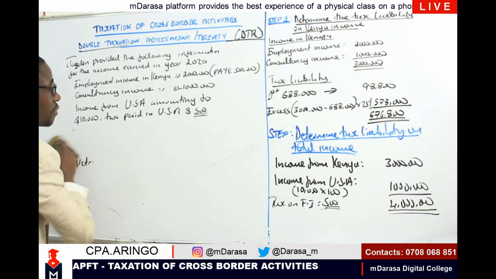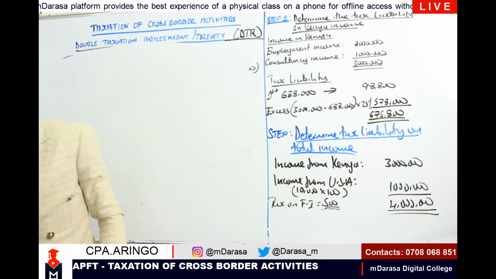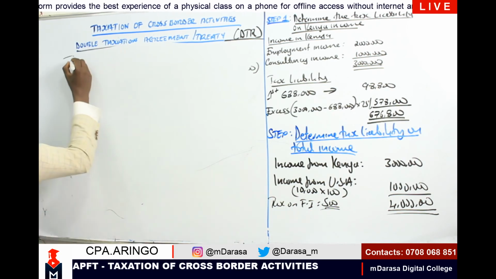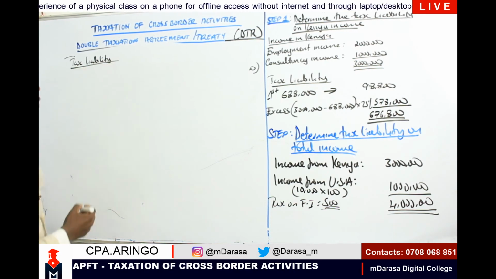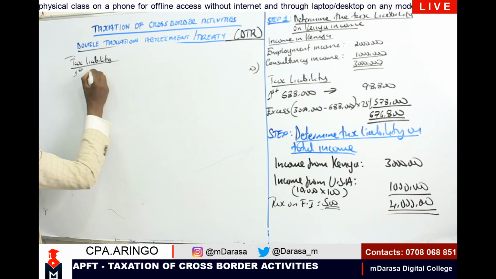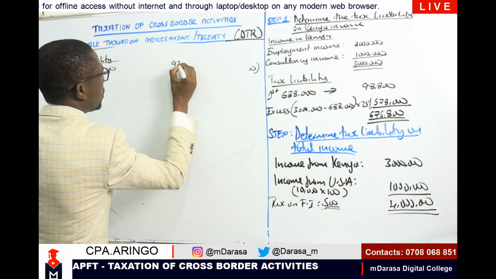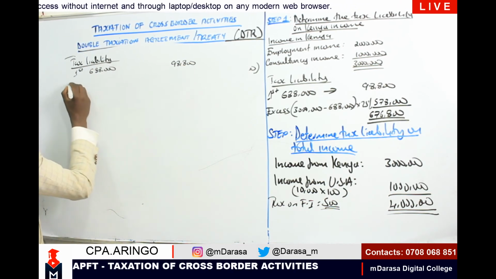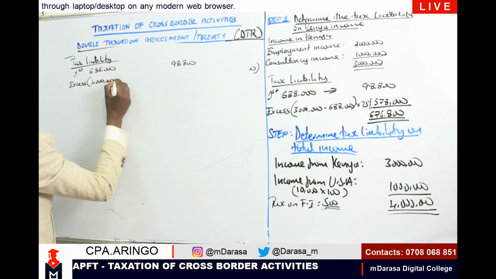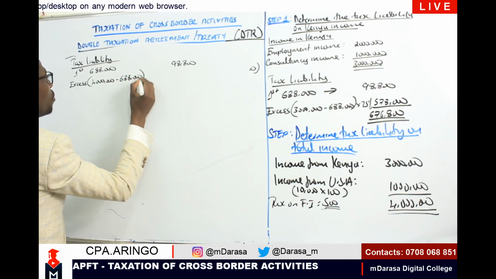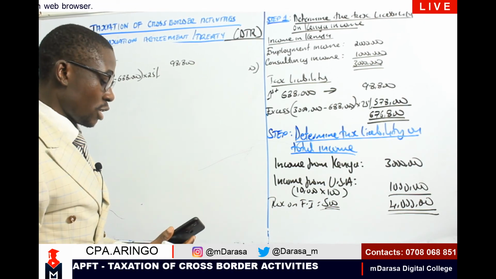So given such, my good students, it will be upon us to determine the tax on this income. So tax liability on that income, we should be having the first 688,000. We know very well that is 98,800. Then excess of that, we should be talking of 4 million minus 688,000. We multiply by 25%. So that should give us how much?